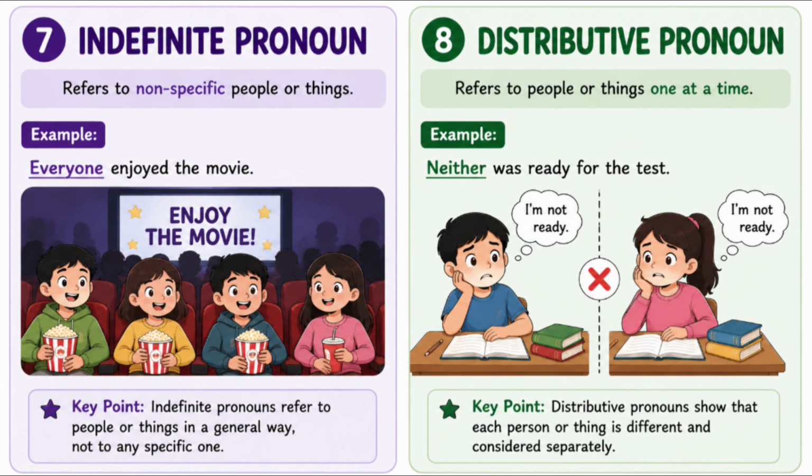7. Indefinite pronoun refers to non-specific people or things. Example: Everyone enjoyed the movie. 8. Distributive pronoun refers to people or things one at a time. Example: Neither was ready for the test.